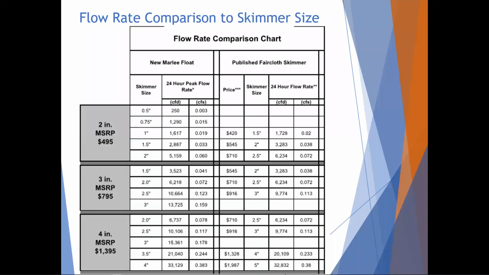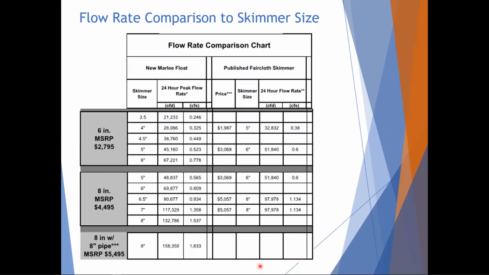So to give you an example, this is a comparison chart we have. The Faircloth skimmer is another popular skimmer out there. Just to give a comparison, this is our retail prices for the Marley float, and these are the published Faircloth retail prices. But you can see often the skimmer size in the Marley is a little bit less than the Faircloth. Our 2-inch is basically equivalent to his 2.5. Our 2.5 is about his 3. Our 4 is about his 5, and so on.